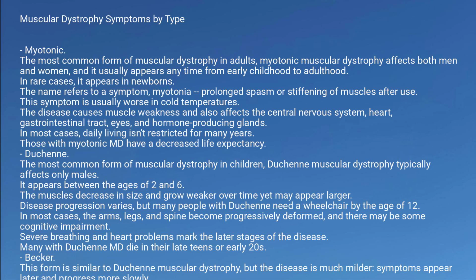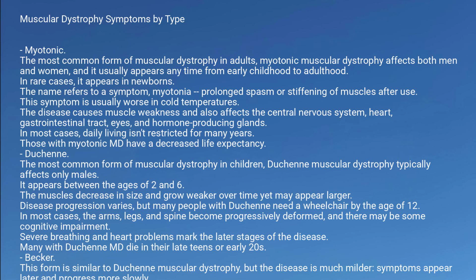Myotonic. The most common form of muscular dystrophy in adults. Myotonic muscular dystrophy affects both men and women, and it usually appears any time from early childhood to adulthood. In rare cases, it appears in newborns. The name refers to a symptom: myotonia, prolonged spasm or stiffening of muscles after use. This symptom is usually worse in cold temperatures.